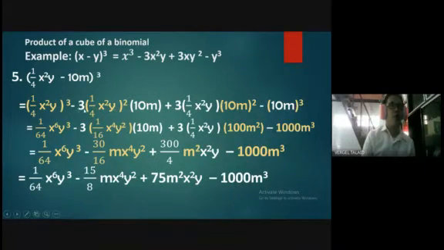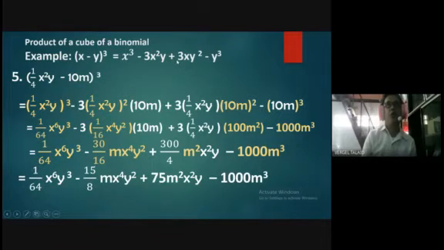Now for the second term, we are going to get the square of 1/4 x squared y, because that is negative 3 x squared y, so negative 3 times 1/4 x squared y squared times 10m, which is y. So the square of 1/4, that is 1 times 1 is 1, 4 times 4 is 16. Then multiply the exponent, power of a power rule, 2 times 2, that is 4, 1 times 2 is 2. Just copy negative 3 and 10m.